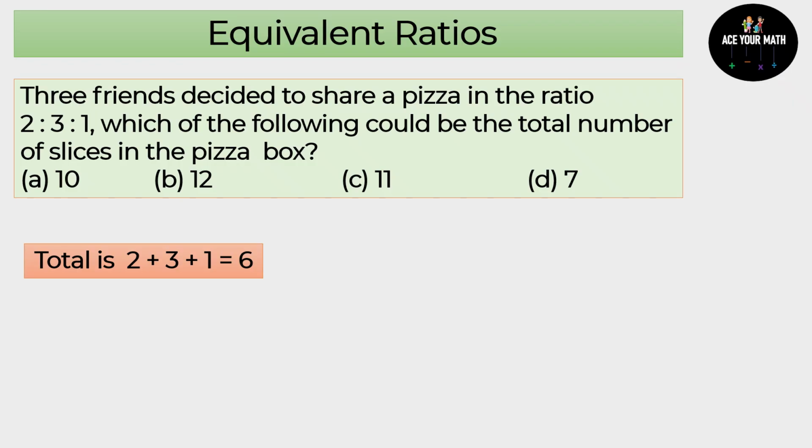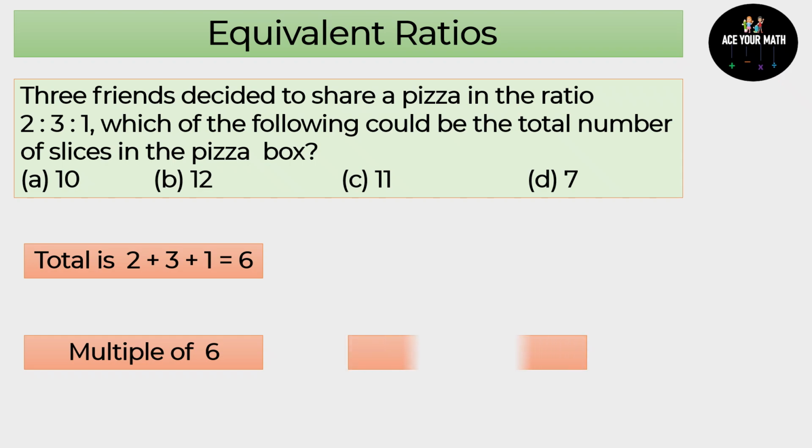But if you see in the options, 6 is not there. So what is the next step? You will look for the multiple of 6. So 6 multiplied by 2 will give you 12. And if you see in the options, 12 is there. It means your answer is 12. So in a pizza box, the number of slices is 12.